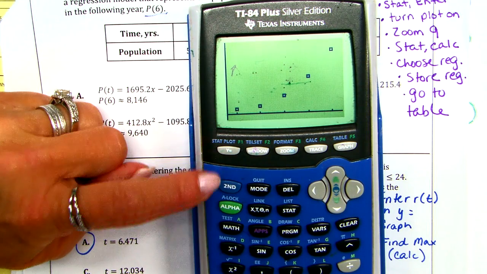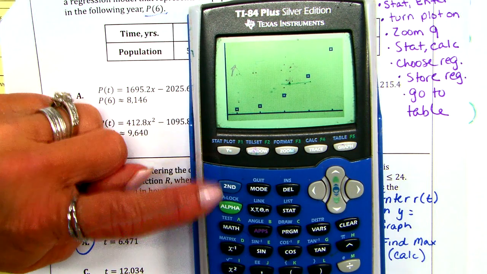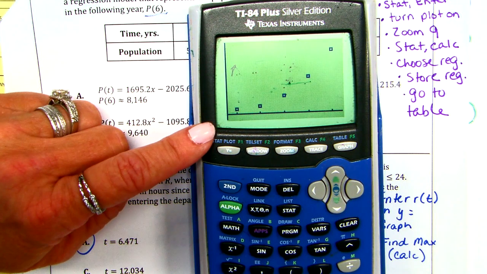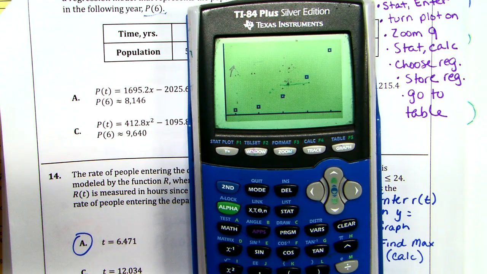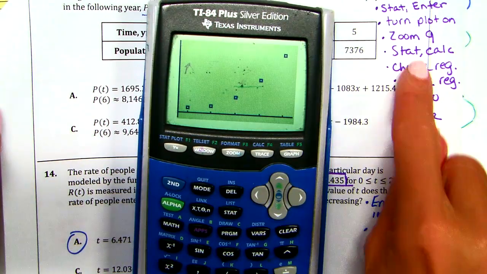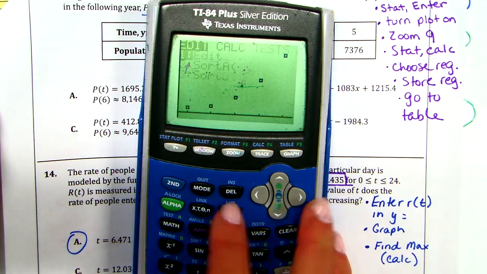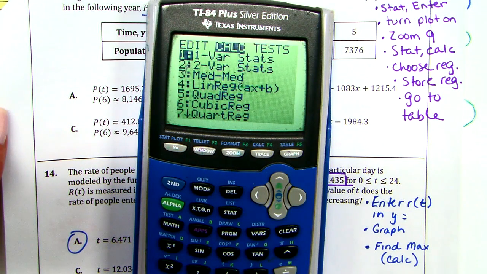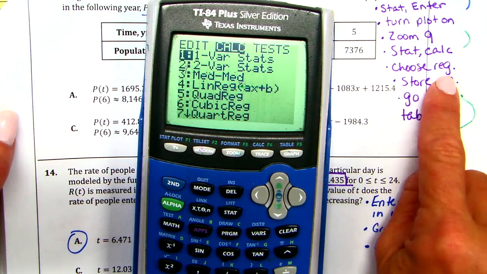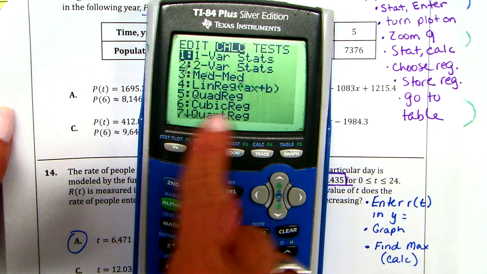Stat, and the second stat. Right here. Did you get that? And then enter. Did you get there? Okay. So then zoom 9. So now we know it's going to be a quadratic. So we go to Stat, over to Calc, and we decided quadratic. So that's choose your regression line, is what that means, reg. So we're choosing quadratic.